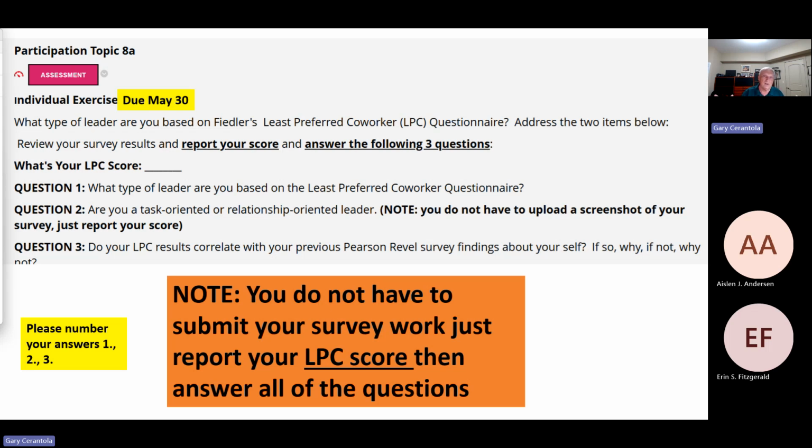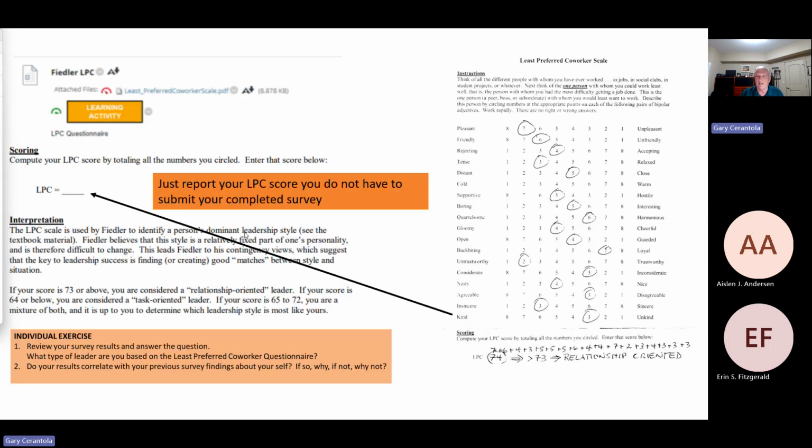I'm not looking for 2 paragraphs, but I'm looking for you to do some critical thinking around, hey, this fits. Or sometimes, if you're right in the middle of that score, you're not quite sure: am I a relationship-oriented leader? Am I task-oriented? And here's what I think, based on what I've seen in the Revel surveys about myself, and based on maybe the experience that I've had as an individual. So, that's where that piece is.